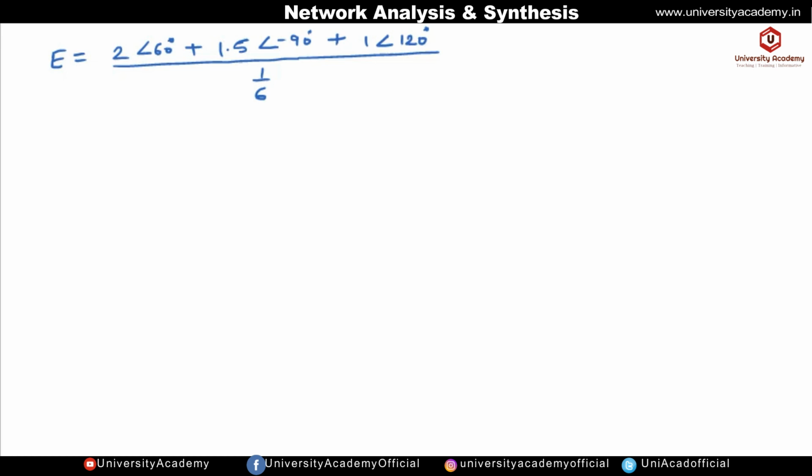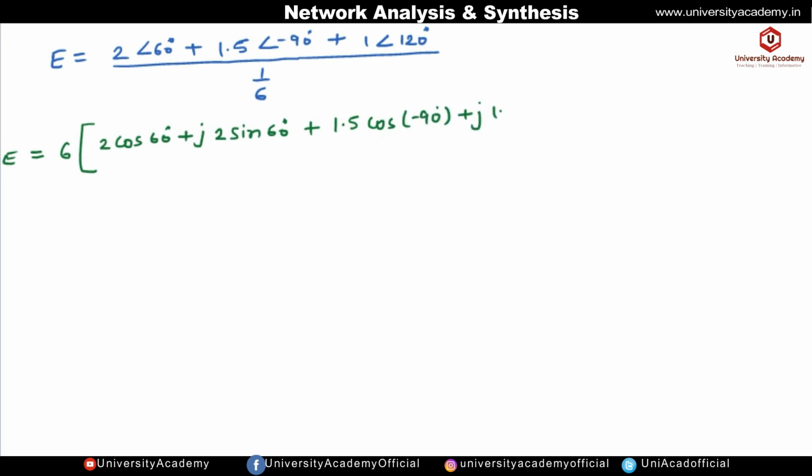So now let us expand this in polar form. We are getting the value of E as, the 6 goes in the numerator, so 2 angle 60 is equal to 2 cos 60 degree plus j 2 sin 60 degree, plus 1.5 cos of minus 90 degree plus j 1.5 sin of minus 90 degree, then plus 1 cos 120 degree plus j 1 sin 120 degree.